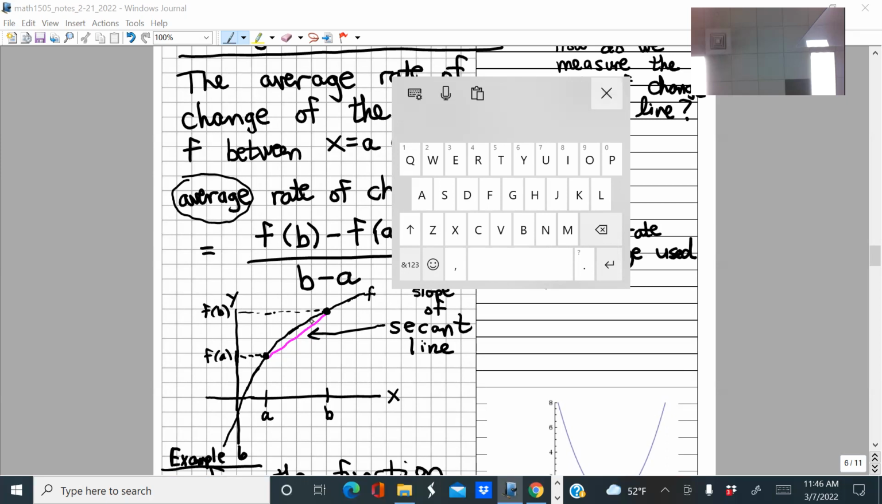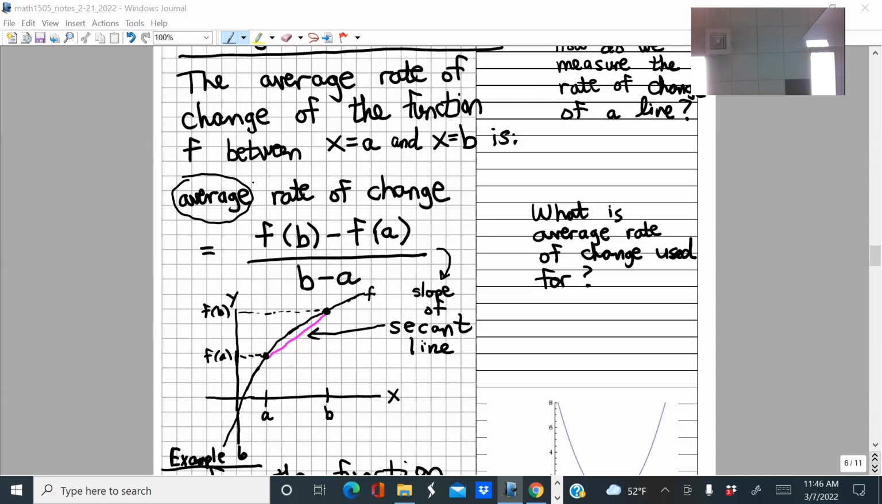So the way we really want to clarify that this is a curve and not a straight line is we throw in that word average. This is what happens on average from a to b. This is how fast the curve is increasing on average from a to b, but it's not steady. It's not a steady rate of change from this point to this point, because if it were steady, you'd have a straight line.